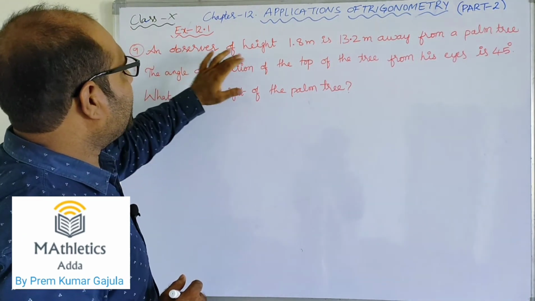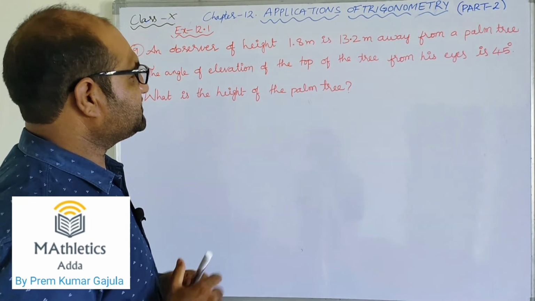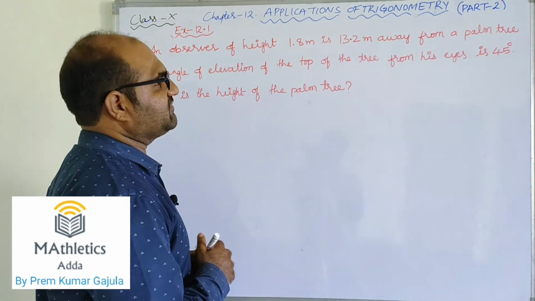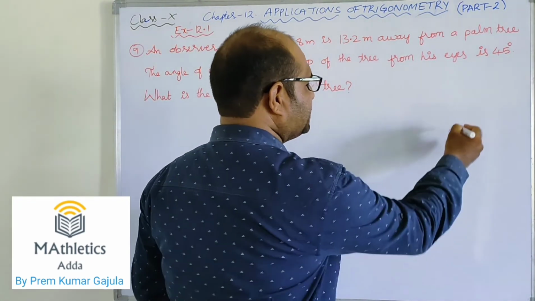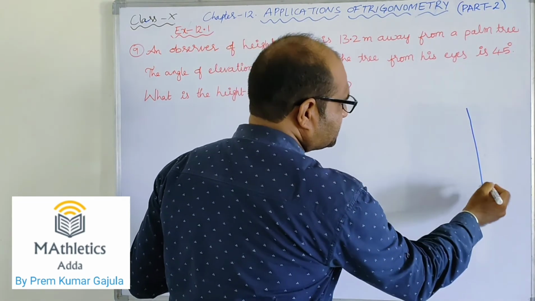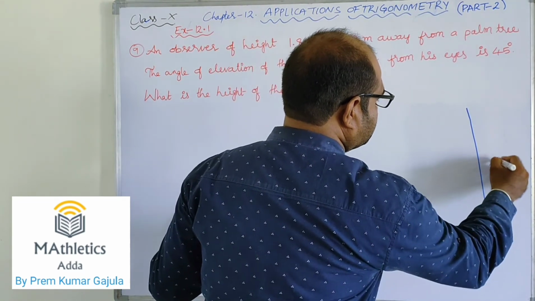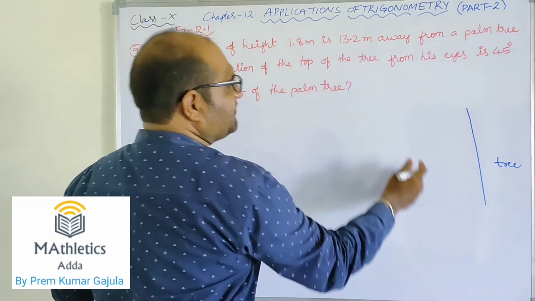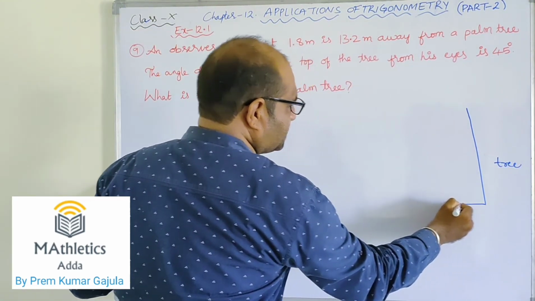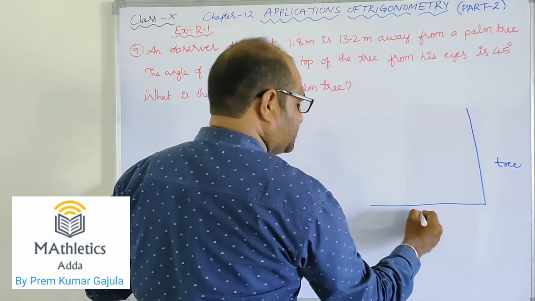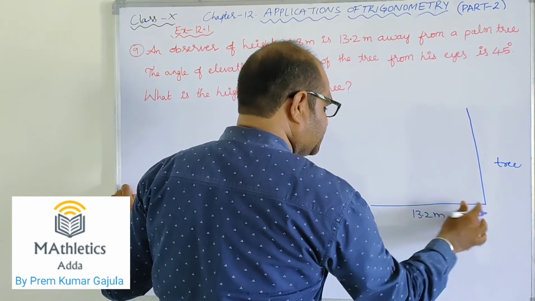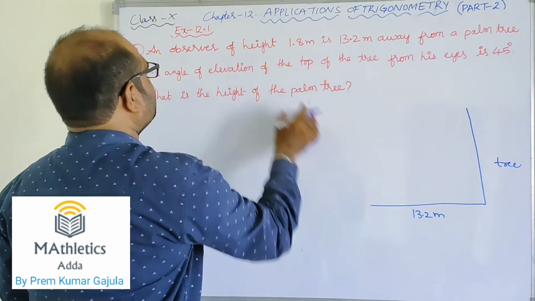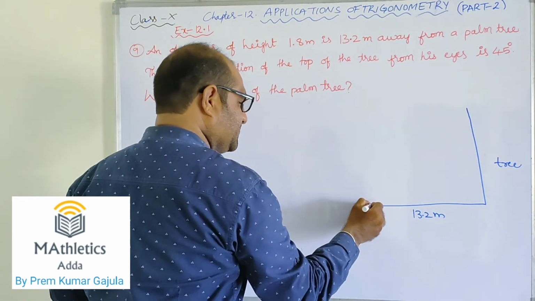So an observer of height 1.8 meter is 13.2 meter away from a palm tree. I am taking a palm tree like this. This is the palm tree. And 13.2 meter away from the palm tree, that means this is the 13.2 meter distance, and at the 13.2 distance, an observer of height 1.8 meter.